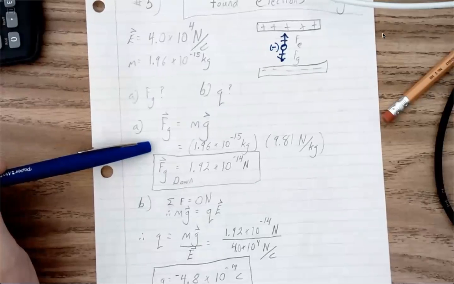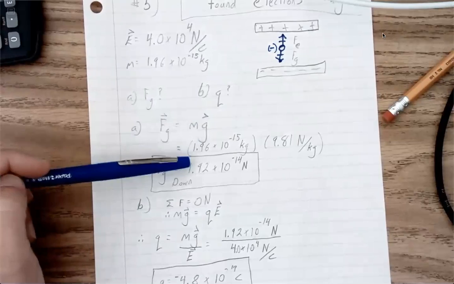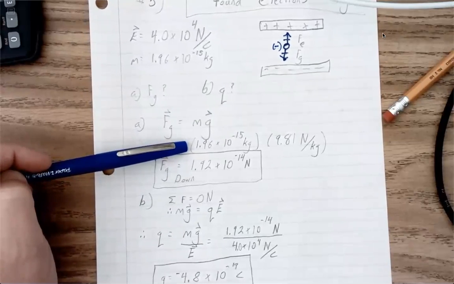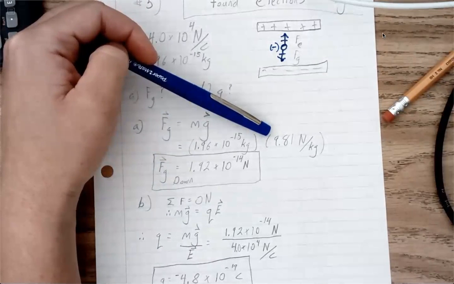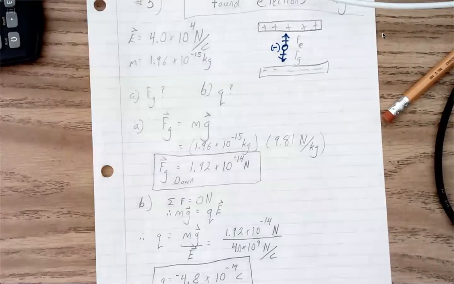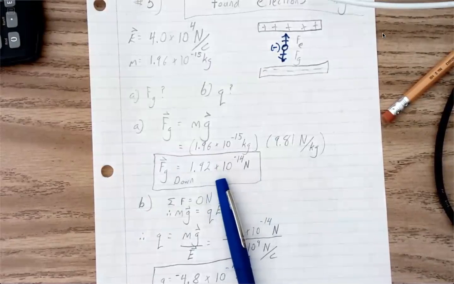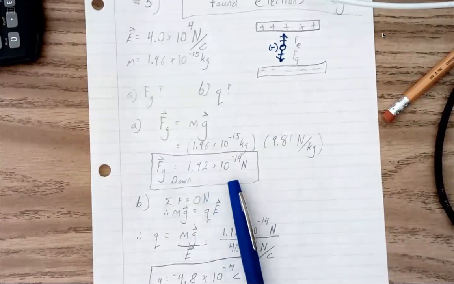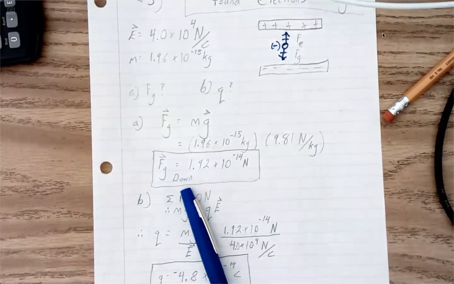We know the force down is due to gravity, so it's mass times the gravitational field. The mass is given at 1.96. Gravitational field, 9.81. That is the acceleration due to gravity. That is the gravitational field strength. If there's one thing you walk away from this class with, please know that this gravitational field strength is this 9.81. It's that g. The g down the street never changes. So this force due to gravity, we know in terms of newtons now, and it's down. So we have the direction as well, that it's going down.